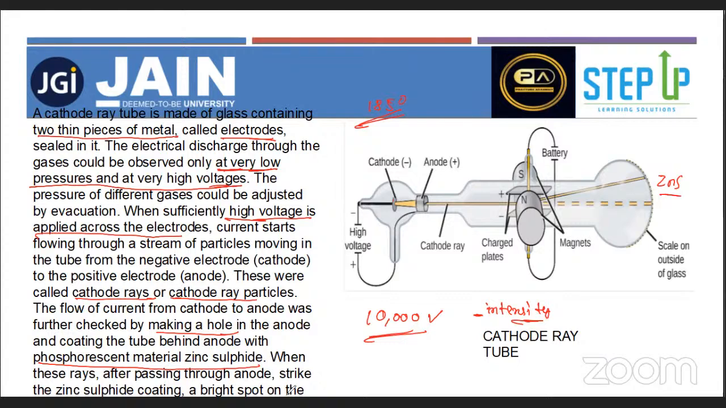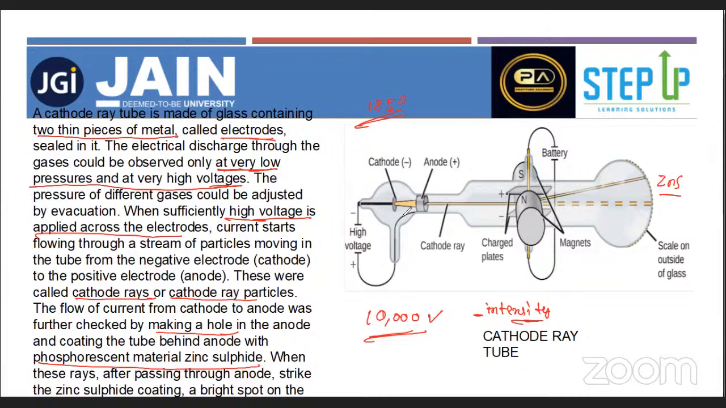When these rays, after passing through the anode, strike the zinc sulfide coating, a bright spot on the coating is developed. So now, two things happened throughout here. The first important thing for you is that this is at very low pressure and very high voltage, around 10,000 volts. The reason is to create a vacuum inside, because if there is a vacuum, the chances of collision between the particles will be very low, or you can say negligible, because in the vacuum the motion will not be that fast, so collisions will not be there.